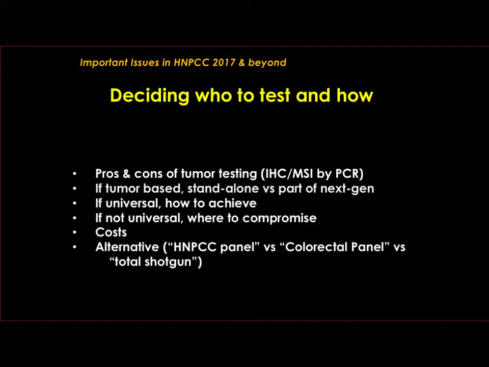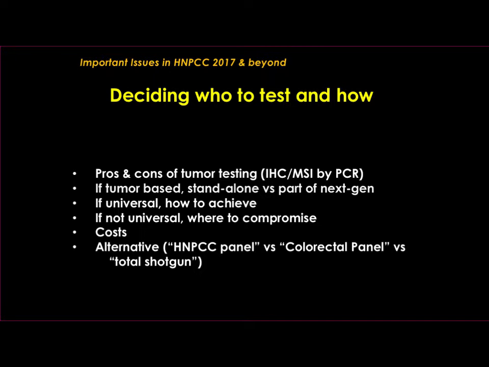So deciding who to test and how, there are a lot of pros and cons with tumor testing. Even if this were cheap enough, at our place we charge a fortune, don't we, Stan, for doing this kind of testing. If we start with tumor-based testing, is this step a standalone test, or is it part of next-gen testing where we test for everything else that could be somatically wrong in a tumor as well? If we're going to do universal testing, how do we do it? Does a clinician order it, or does it start with the pathologist? We're still struggling at our institution over that kind of issue.